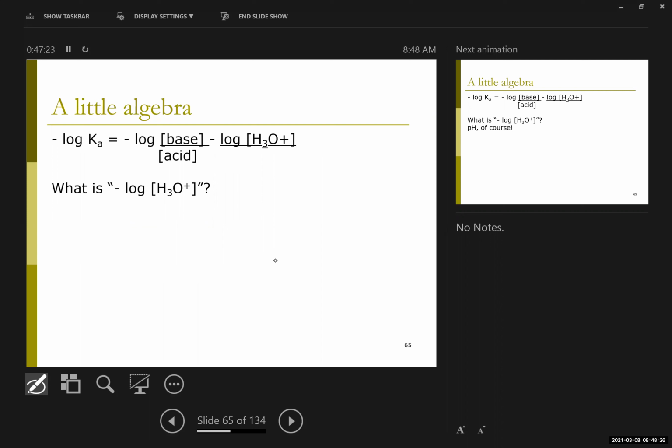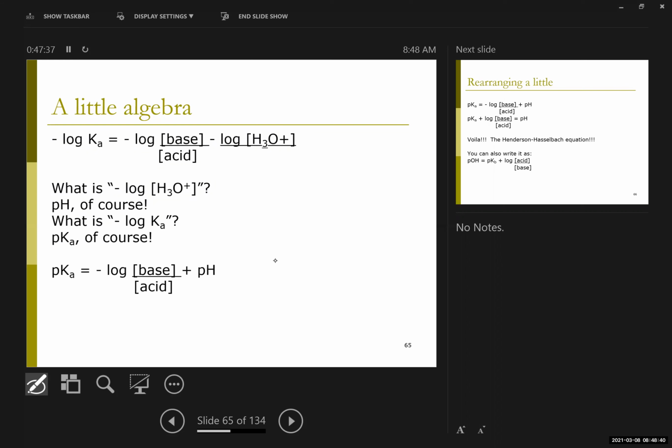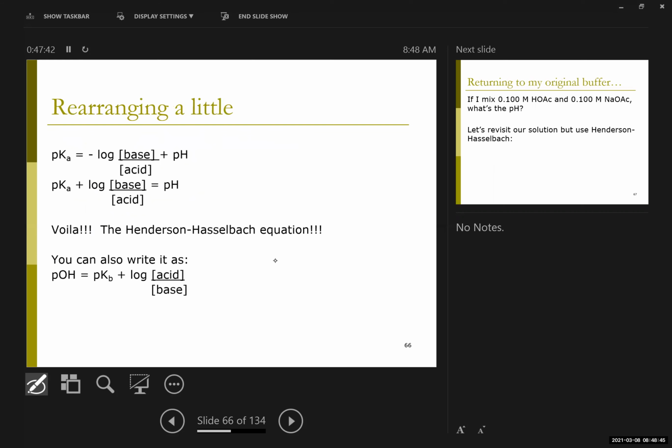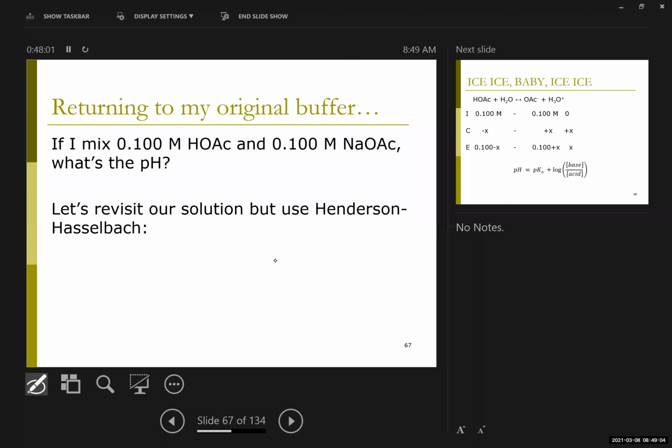So negative log of hydronium is our old friend pH, and the negative log of the Ka is really just the pKa symbolically. If you make that substitution, there's Henderson-Hasselbalch, slightly rearranged. So Henderson-Hasselbalch is really just the Ka equation. That said, it's not just the Ka equation, for a reason I'm going to try to squeeze into the next 2 minutes.